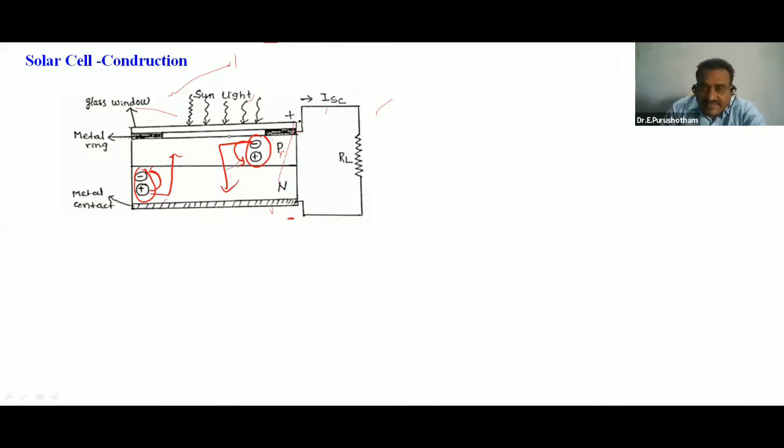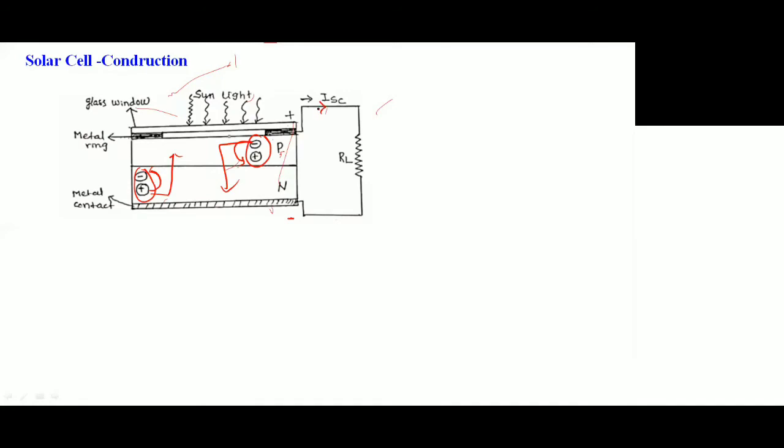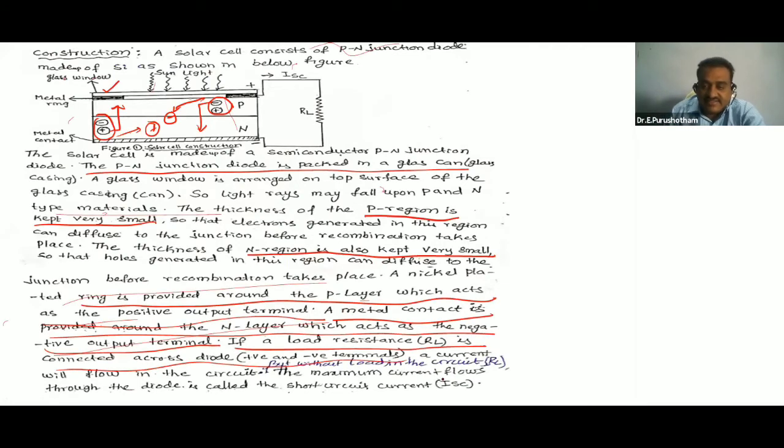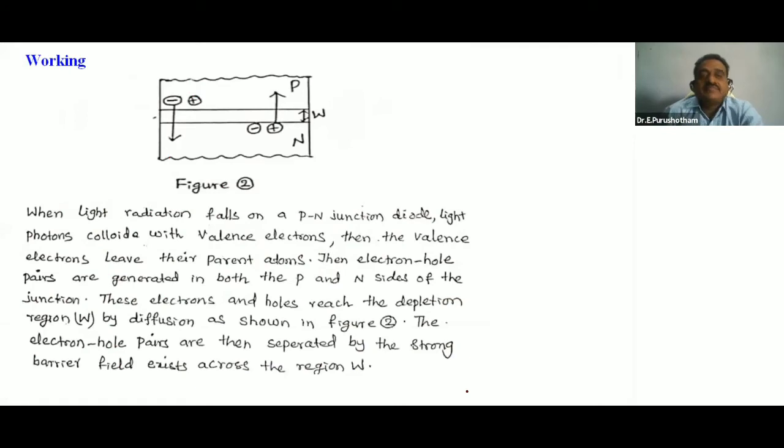So due to this, some current is flowing in this circuit. That current is called short circuit current. That current is ISC, short circuit current. You can see this is ISC. That is the construction. So, working.